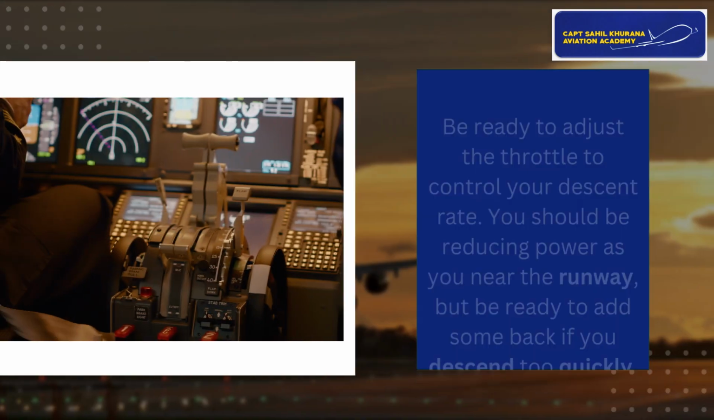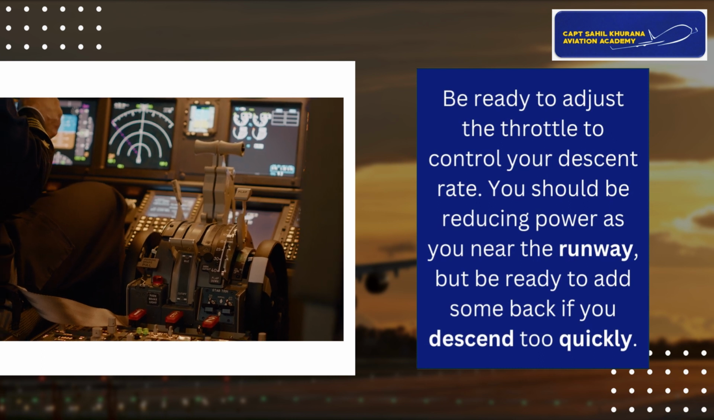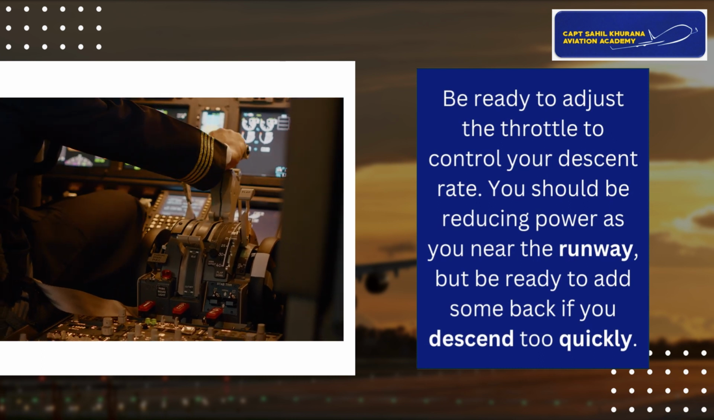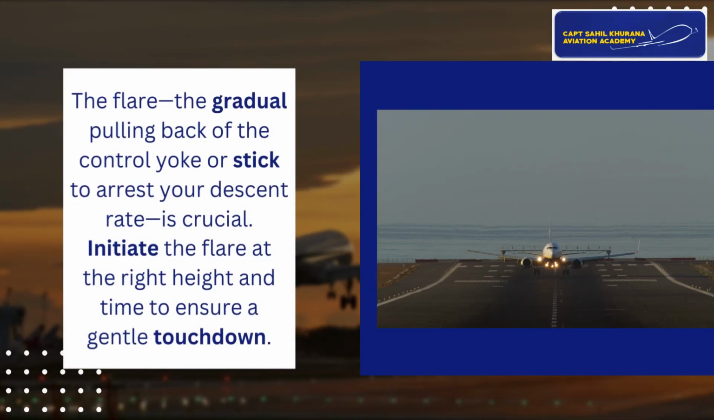Throttle management. Be ready to adjust the throttle to control your descent rate. You should be reducing power as you near the runway, but be ready to add some back if you descend too quickly. Flare timing. The flare, the gradual pulling back of the control yoke or stick to arrest your descent rate, is crucial. Initiate the flare at the right height and time to ensure a gentle touchdown.